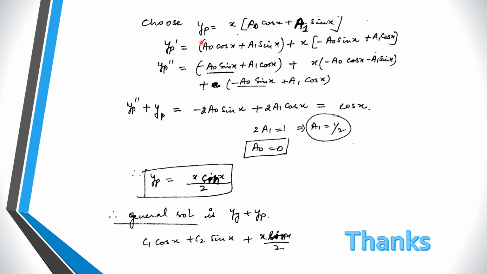Now you find yp dash, yp double dash, substitute in the main equation, and comparing the coefficients of cos x and sin x on both sides, you will have the values of a0 and a1. Now you substitute the values of a0 and a1 over here, and you will get yp. Now you have yg and yp, add these two, and you will have the complete general solution of your differential equation y double prime plus y is equal to cos x.